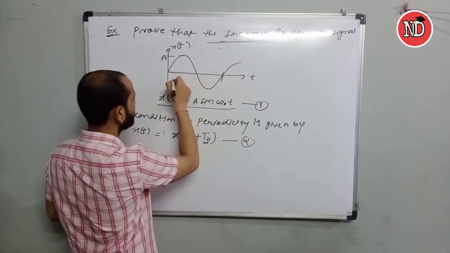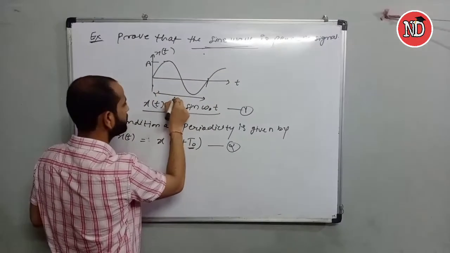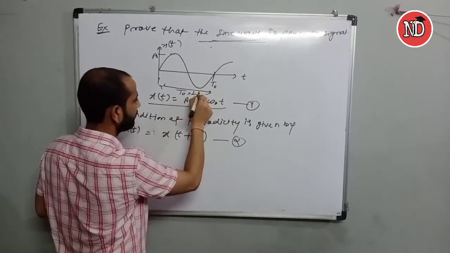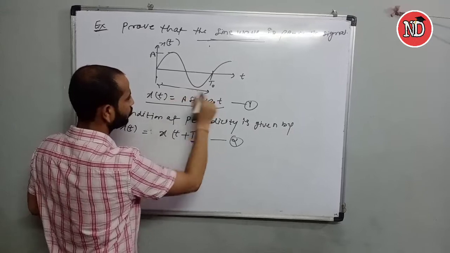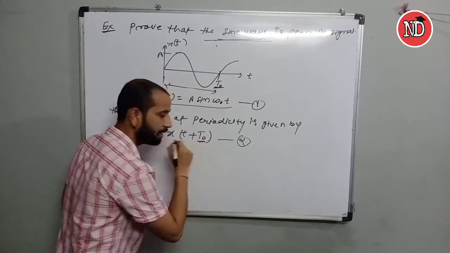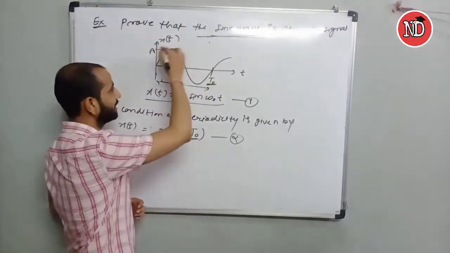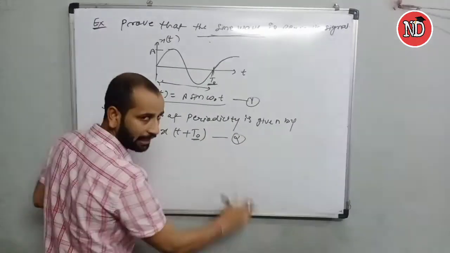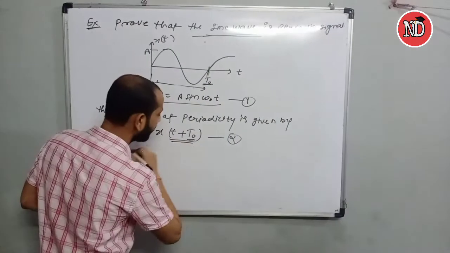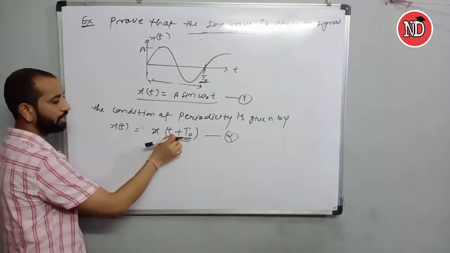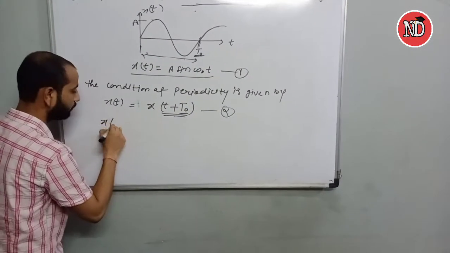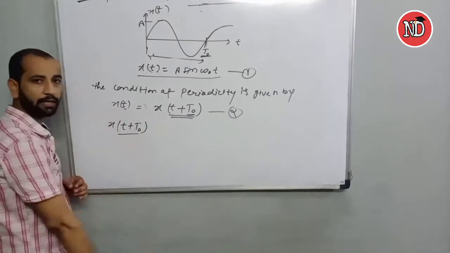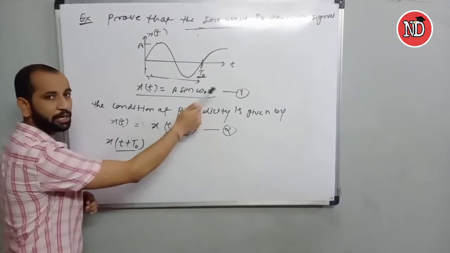We can see from the diagram. This is the time period T0, that is equals to 1 upon f0. So T0 is the time period from which any signal will repeat itself. So this is the equation number 2. So let us find the expression for x of t plus T0. Replace t by t plus T0 in equation number 1.